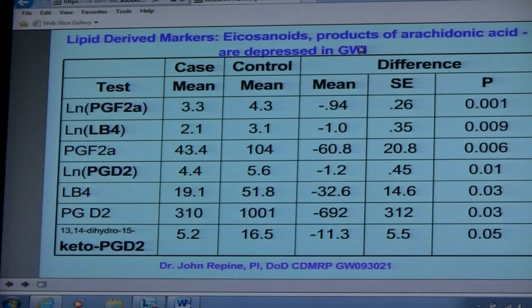And we see here, with both logged and non-logged versions, that particularly prostaglandin alpha, leukotriene B4, prostaglandin D2, and 13-14 dihydro-15-keto prostaglandin D2 were all lower in the case column than in the control column. And on the right, we have the mean difference, the standard error for the difference, and the p-value. So these are all strongly depressed. And again, these are all arachidonic acid derivatives. Next slide.